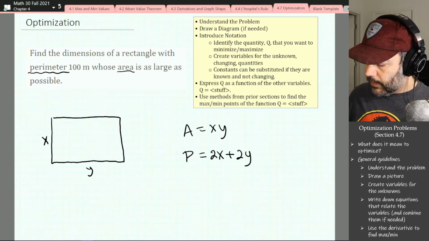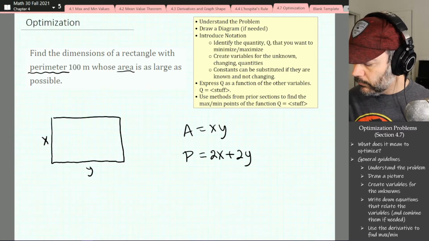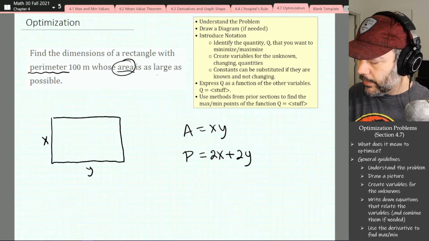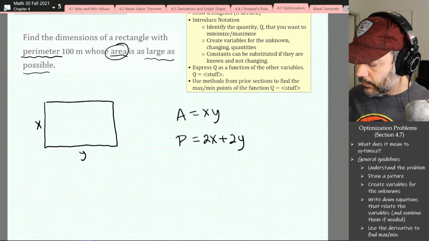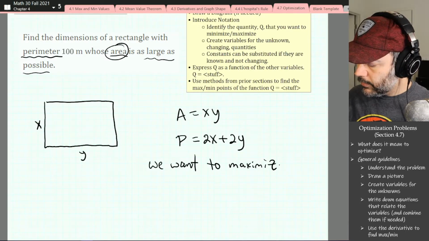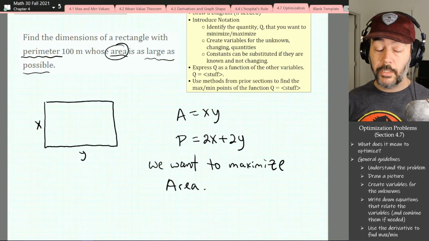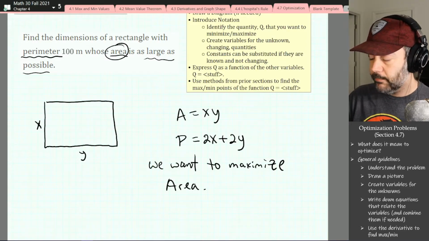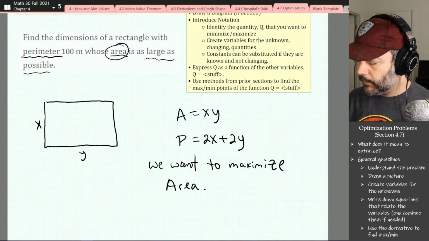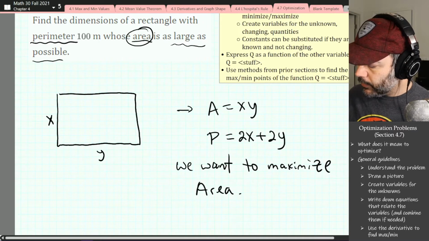Cool. What do we want to maximize or minimize? Oh, we want to find the area that is as large as possible. So we want to maximize area. I think I won't actually solve this all the way out. I'm just going to help you set it up. I'll show you some setups for a few problems. We want to maximize area. Okay, so that means we want to maximize this one.